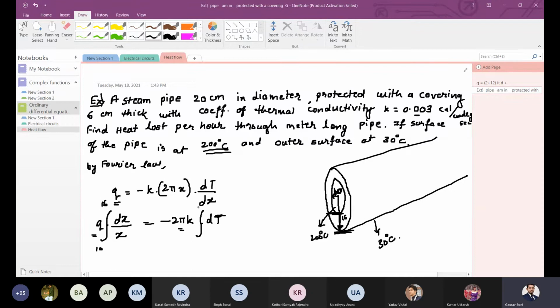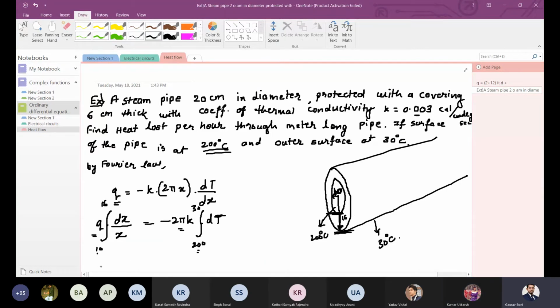Okay. What will be the temperature at distance 30 to 200, or 200 to 30? Look, whatever limits you give on the left hand side, like 10 to 16. So at 10, our temperature is 200, and it will go to the temperature 30 degrees Celsius. So now we can solve this.